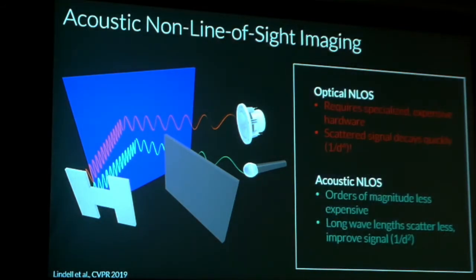So compared to optical non-line of sight imaging, where the signal decays as 1 over distance to the 4th power, because we have the scattering at the wall and then another scattering event at the hidden object, the specular scattering of acoustic non-line of sight imaging is much more forgiving. So it's 1 over distance squared. And of course, this is a lot less expensive.